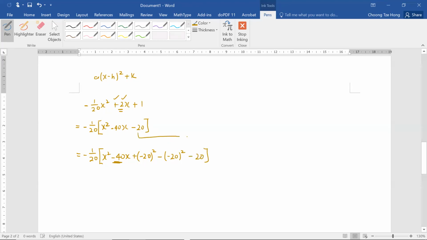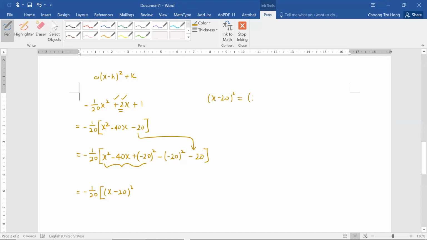What we have added in this step is negative 20 squared minus negative 20 squared. So essentially this is actually 0, right? So we have not changed anything to the value of the expression. But why do we want to do so? It's because these three terms will now factorize to just this. You actually can go and expand this out and see for yourself.